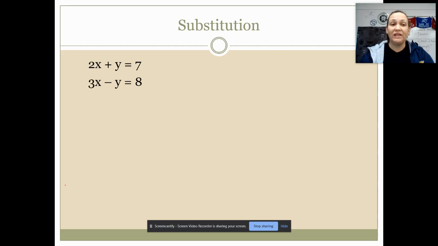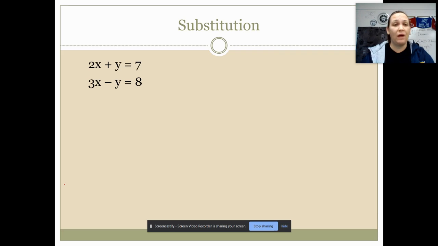Now, in reality, it does not matter which variable you choose to get alone, but there is an easiest variable to get by itself. So what you want to look for is a variable that does not have a coefficient. That means there's not a number in front of it. And best case scenario would be a variable that is positive right now. Those are the easiest letters to get by themselves.